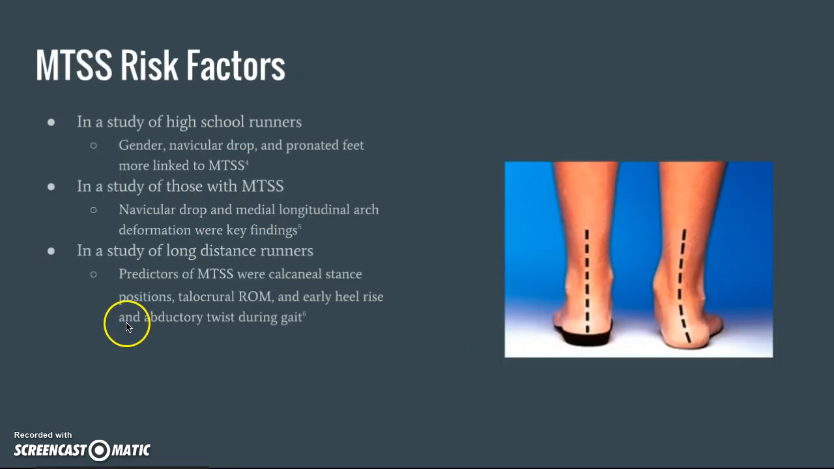So in the research articles that we looked at, they did a lot of studies with runners, high school athletes, and then adults. And the big things that they noticed that were contributing factors to medial tibial stress syndrome were navicular drop and pronated feet. Those are pretty much the two key risk factors in developing this condition.